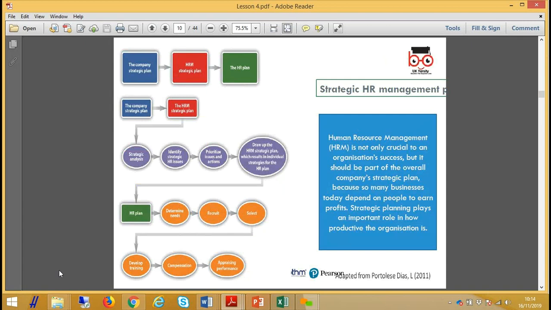So we've gone through similar models like this in past sessions. This is basically the strategic planning process, just repeating the idea that we need to plan based on the HR strategy.